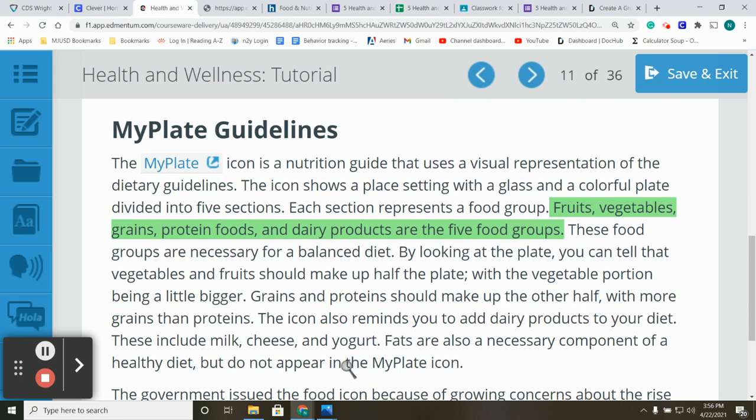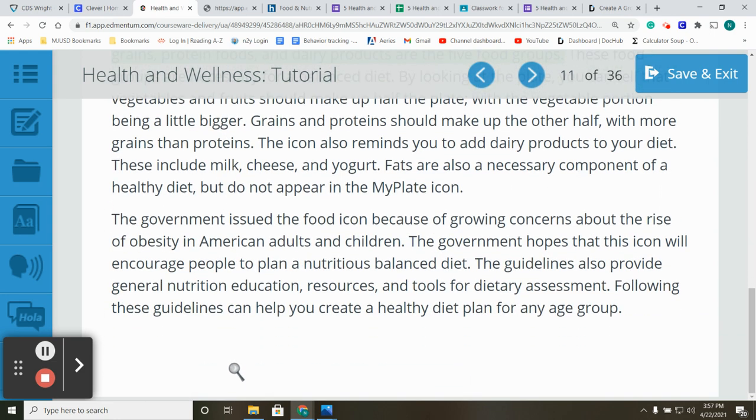These food groups are necessary for a balanced diet. By looking at the plate, you can tell that vegetables and fruits should make up half of the plate, with the vegetable portion being a little bigger. Grains and proteins should make up the other half, with more grains than proteins. The icon also reminds you to add dairy products to your diet. These include milk, cheese, and yogurt. Fats are also a necessary component of a healthy diet, but do not appear in the My Plate icon.